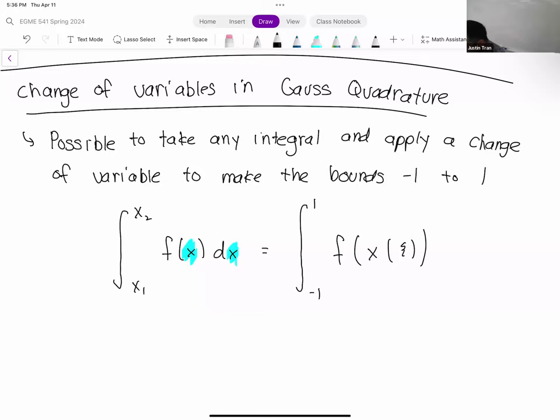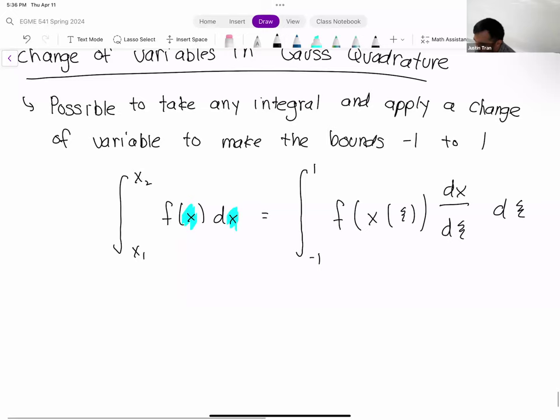We need another factor in here, which is the derivative of x with respect to psi. And we're going to be integrating over d psi. So the integral on the right, even though we're in a different coordinate system, with different variables, because the integration bounds are -1 to 1, we can apply Gauss quadrature on that integral.